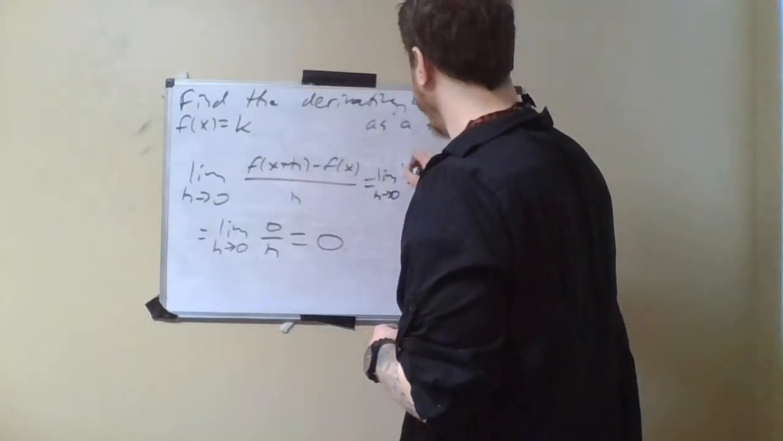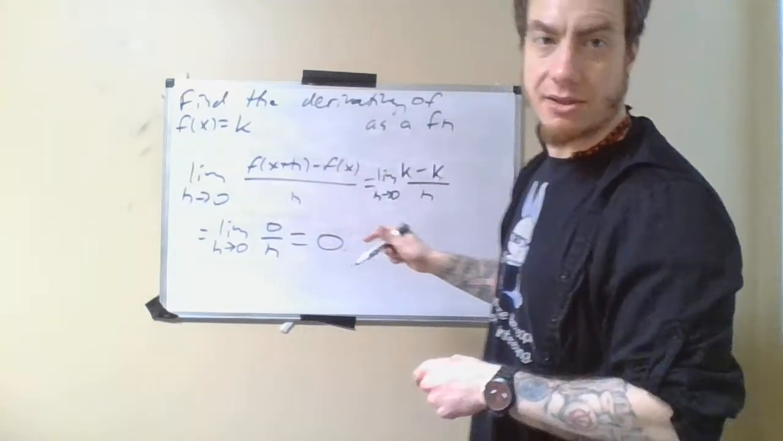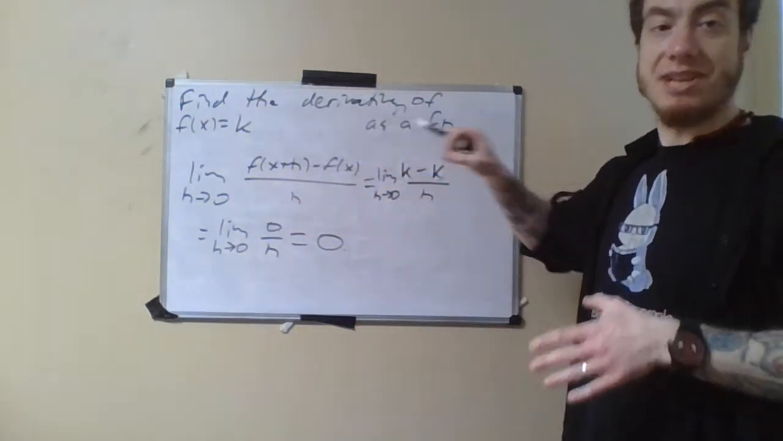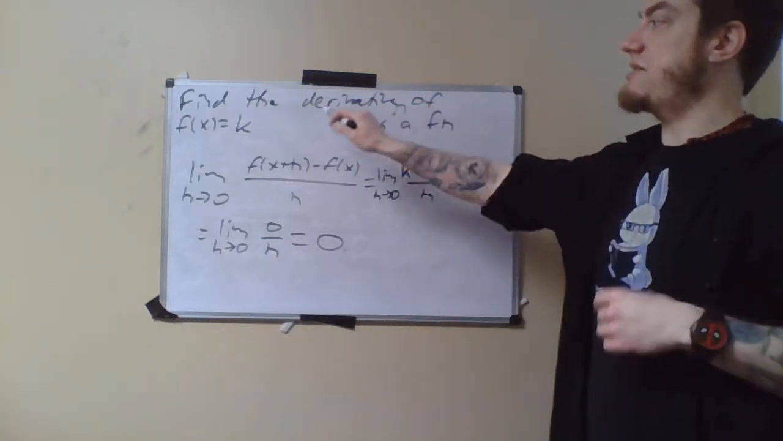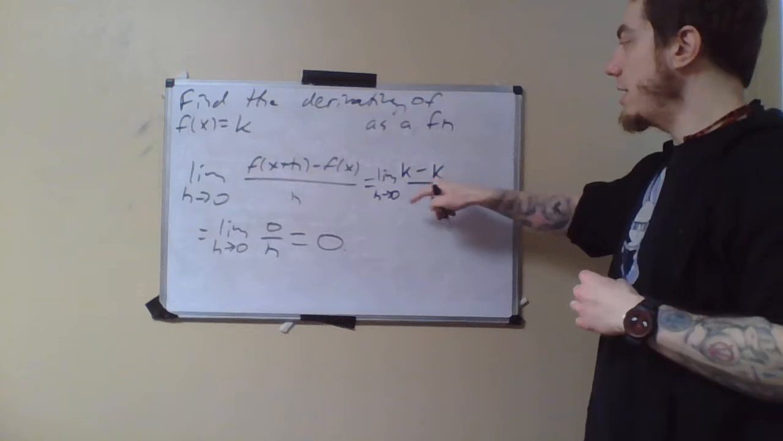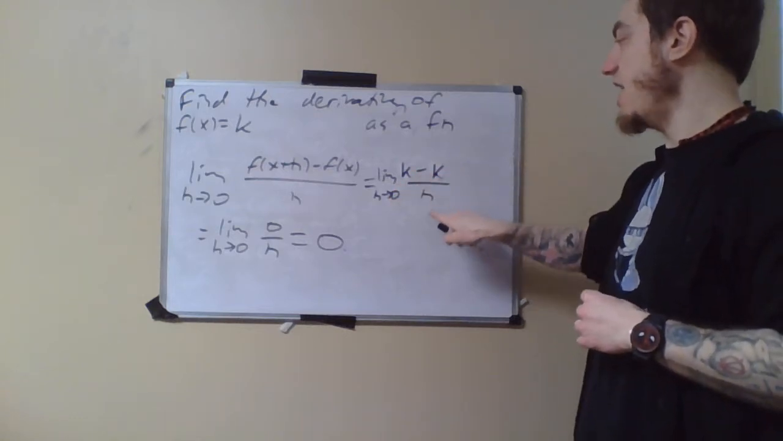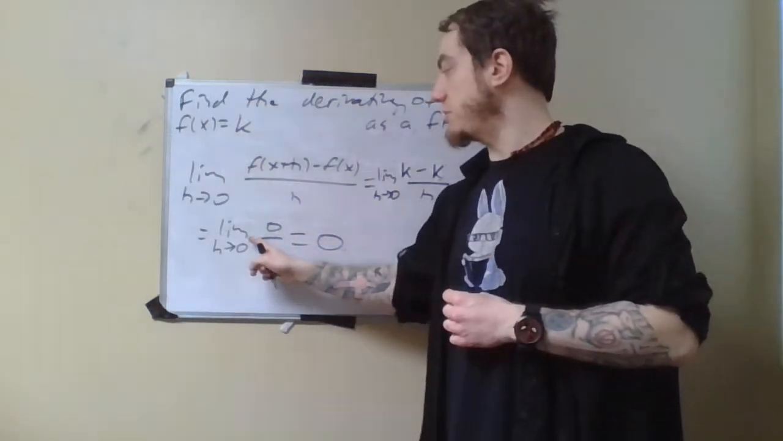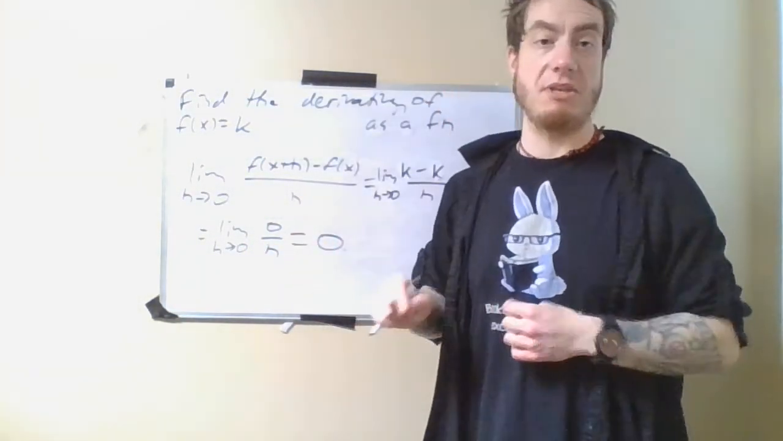Then, what am I going to get? Well, I'm going to do exactly the same procedure. That's why I didn't bother erasing anything here, because I'm doing literally the same thing. I want to show you exactly how similar this is to when we had that specific number up there. The only difference is now I have the limit of k minus k over h, but that's still just the limit as h goes to 0 of 0 over h, and that still comes out to be 0.